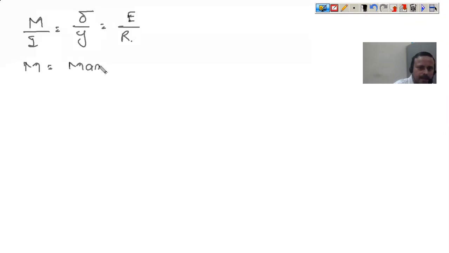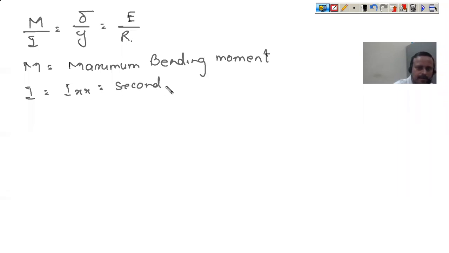So, what we have derived till now is M by I is equal to sigma by y is equal to E upon R. So, in this equation, M is maximum bending moment, I is Ixx, or you can say second moment of area.